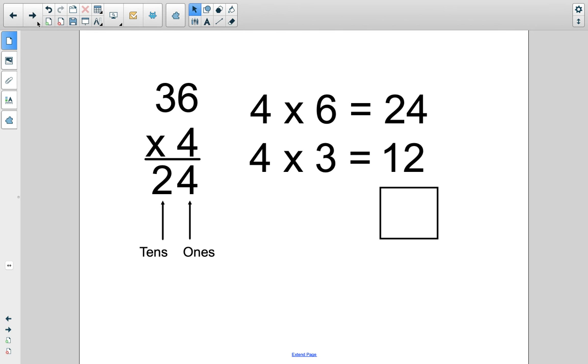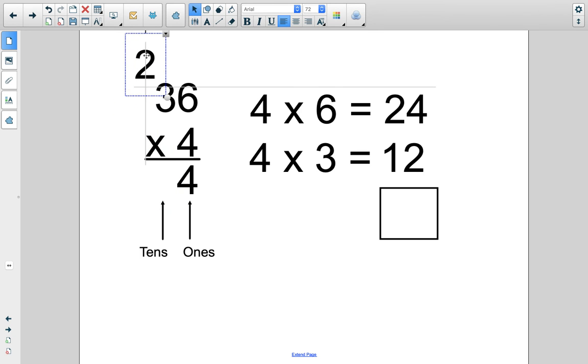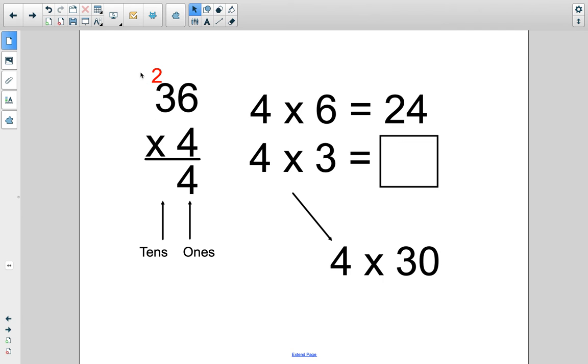The other thing we need to think about is the 24 here and the 12. Well, if I multiply 4 times 3 is 12, that's really 120 because the 3 is really 30, which means that this 2 needs to make room for this 12. So I am going to put my 2 up here to basically say, okay, I remember the 2 was there, but I have to put something else here in my tens column before I put the 2 there.